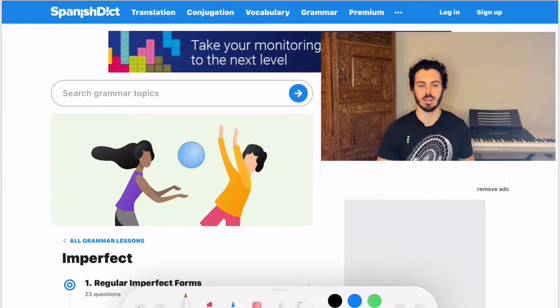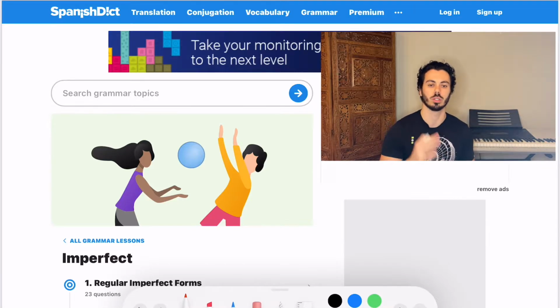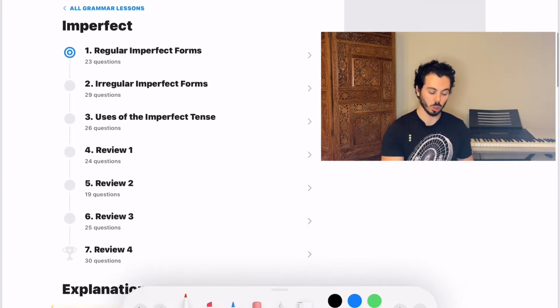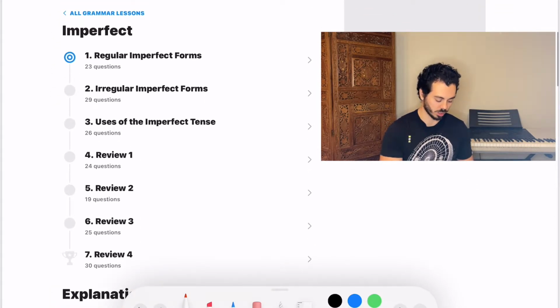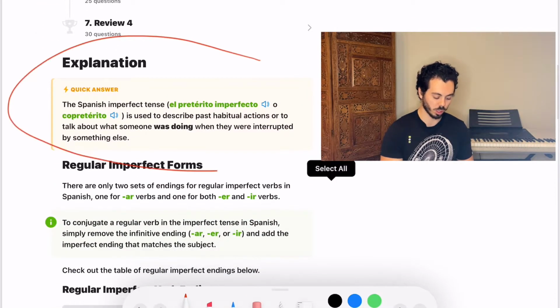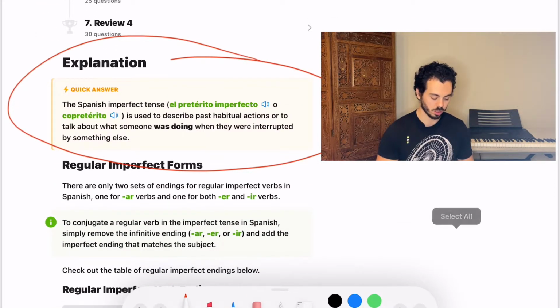So now we're in the imperfect. We just went over the preterite. Usually in every single university class, high school class, you go from preterite to imperfect. That's the next one. So with the imperfect, we're going to go down. As you can see, it's cool that it has all these review questions if you want to go over them. There's the imperfect, and here's a quick explanation, our favorite quick explanation. So let's select all, it's coming everywhere.